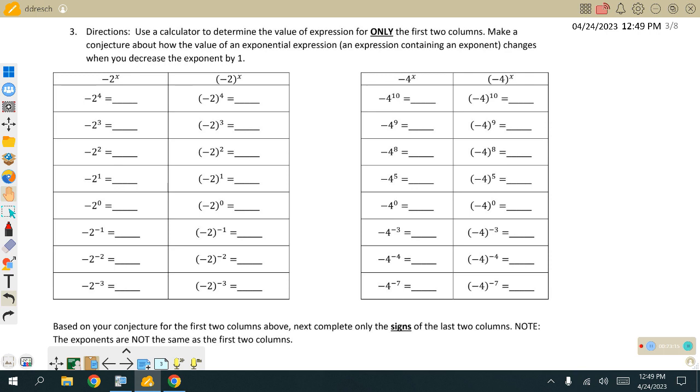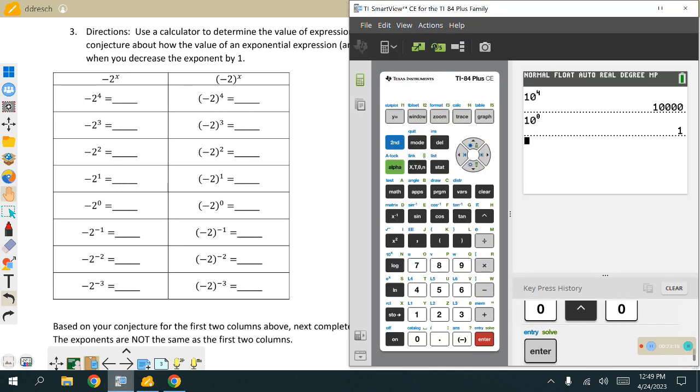Okay. Give you a second. Plug those in. Decimals, graphing calculator. Just that first column.